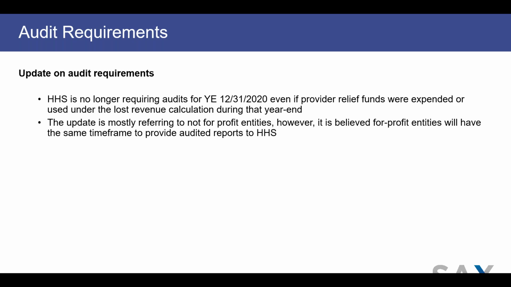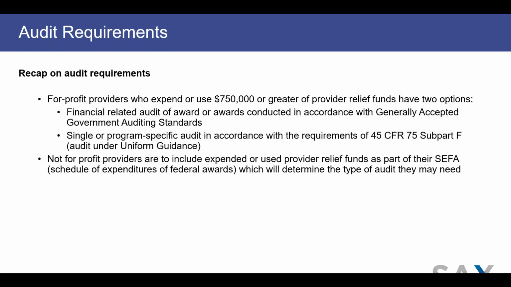So the two options are to have either a financial related audit of award or awards conducted in accordance with government auditing standards, or to undergo an audit under uniform guidance. The first option is likely going to be the easier option. The only downside is we really don't have any information at this time on how that option is really going to work. HHS really hasn't provided any information as they were focused on getting the reporting portal up and running.